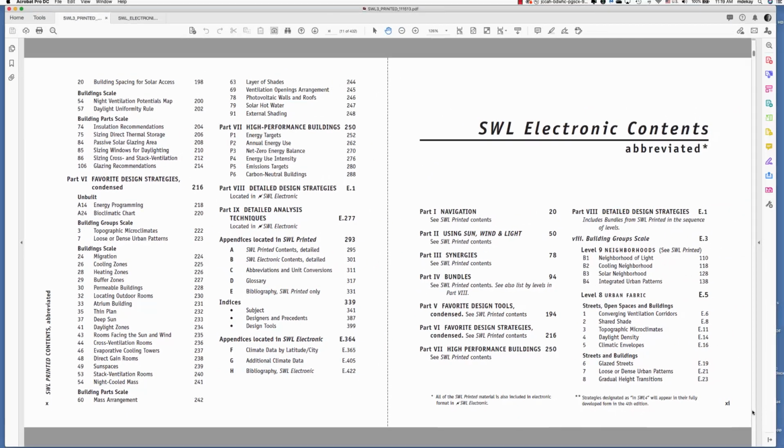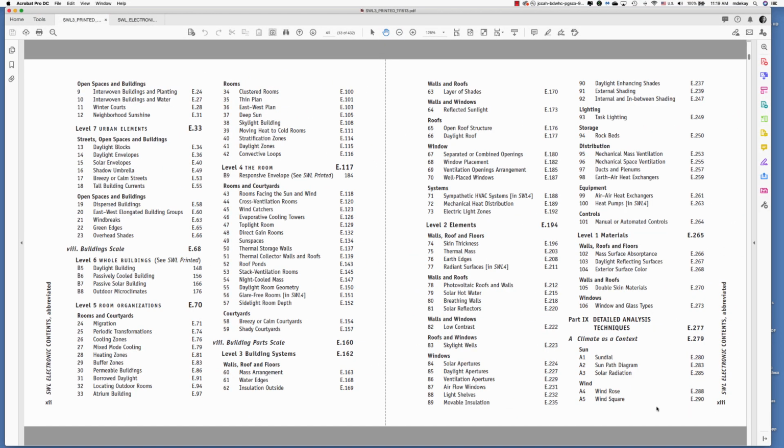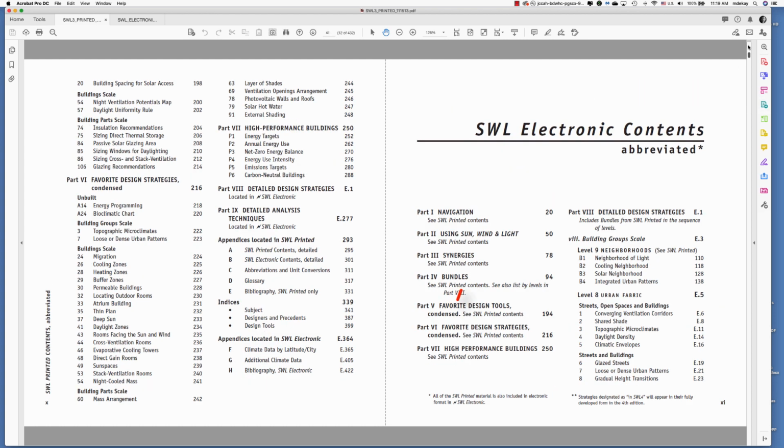Here we have all the strategies listed. Notice these are listed in terms of scale. So we use a 9 level of complexity scalar system in Sun, Wind, and Light. In the electronic volume, we'll start with the largest scale and work down to the smallest scale. So let me go back up one page here. You can see, level 9 is actually neighborhoods, and you'll see level 9 are bundles. So you can go over to the printed volume, it'll say SWL printed, so you can know that's where you're going to find the bundles.